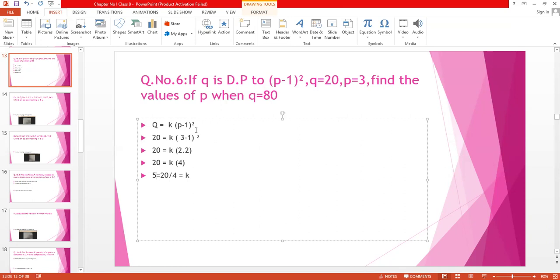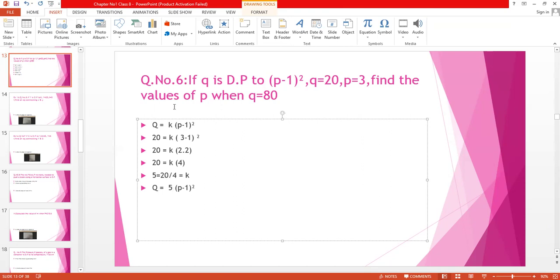So I have to put this value in the connecting equation. This one is the connecting equation, and I have to copy it. Instead of writing K here, I put the value 5. So this is the connecting equation: Q is equal to 5 (P minus 1) whole square.